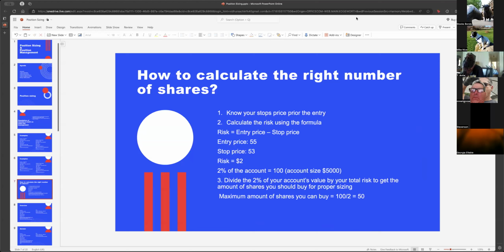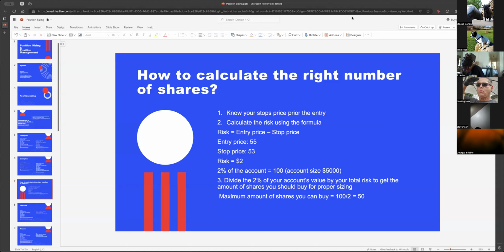So it's pretty simple. This is the template and we're going to start from the get-go. Let's say you have your entry price at $55. Let's say you have your stop price at $53 on the stock price which you see. Now, write down this template. Risk equals entry price minus your stop price. In this scenario, the entry price is $55. Your stop price is $53. And your total risk is 55 minus 53, which is $2, which means you enter at $55 and if the stock price drops $2 from your entry, you're going to get kicked out.